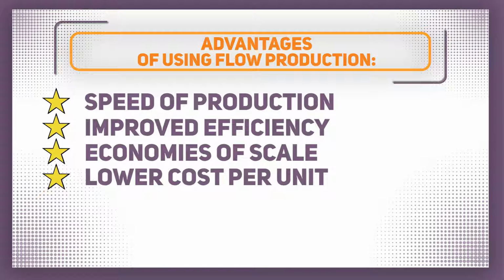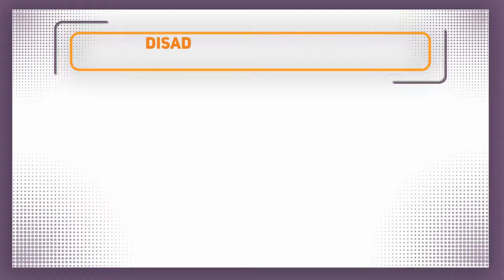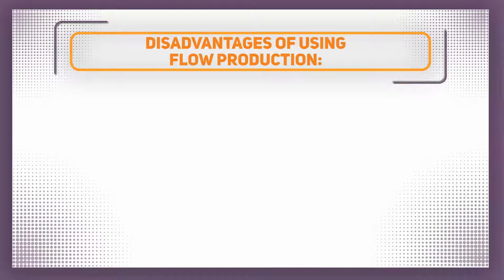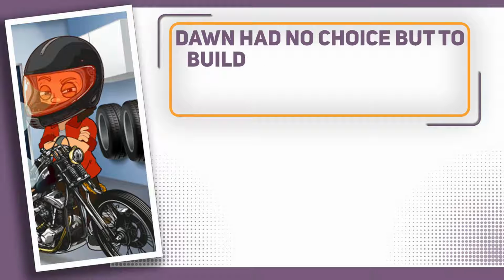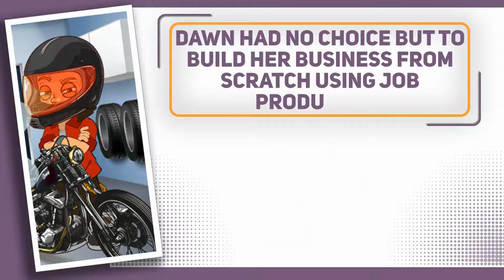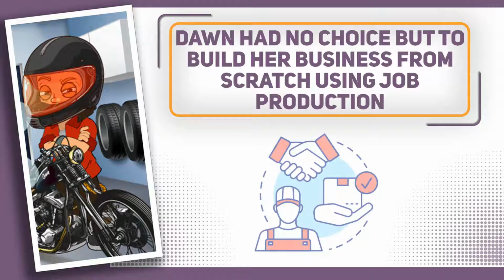But as with each of the production processes that we have examined, there are a number of disadvantages to flow production for Tough Steel Motorcycles or any other business considering this production process. As Dawn now knows from experience, it can be very expensive to set up this kind of production line, particularly for a startup business. Dawn had no choice but to build her business from scratch using job production techniques back in those early days because of these significant upfront costs.